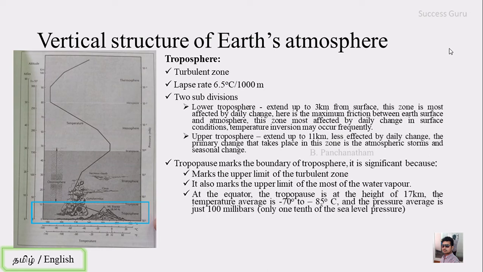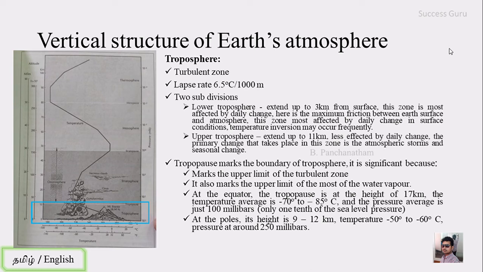And at the equator the tropopause is at a height of 17 km from the surface, and the temperature range may be minus 70 to minus 85 degrees Celsius, and the average pressure is just 100 millibars, that is 1/10 of the surface pressure at mean sea level. And if you see the same thing in the polar region, the tropopause will be at a height of 9 to 12 kilometers, and the temperature ranges may be minus 50 to minus 60 degrees Celsius, and the pressure is around 250 millibars.